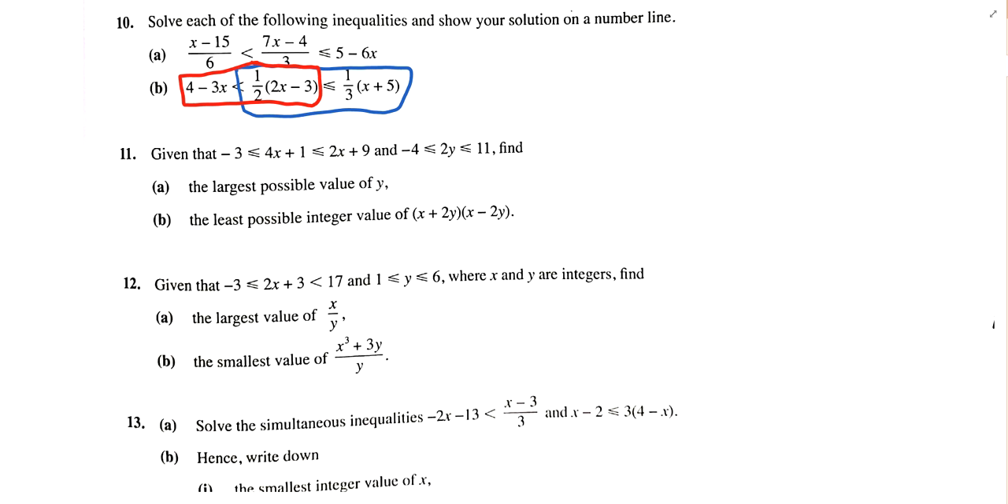Let's start with the red color one. Multiplying by 2 throughout, we get 8 minus 6x less than 2x minus 3. So we add 6x to both sides, we get 8x, and we add 3 to both sides, 11. So x is greater than 11 over 8.